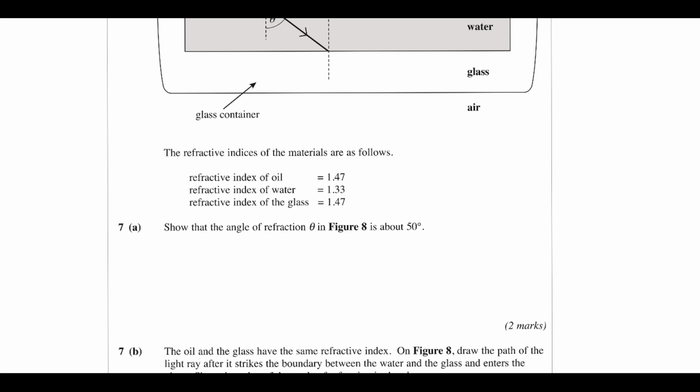So we're going to use Snell's law here. Let's not discuss the fact he basically stole it from other people, but never mind.